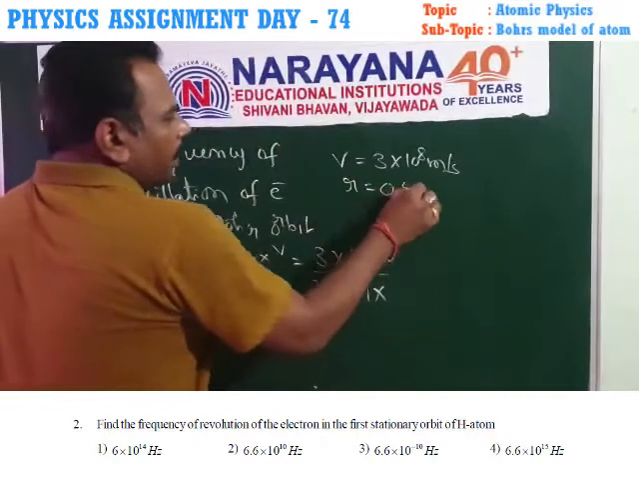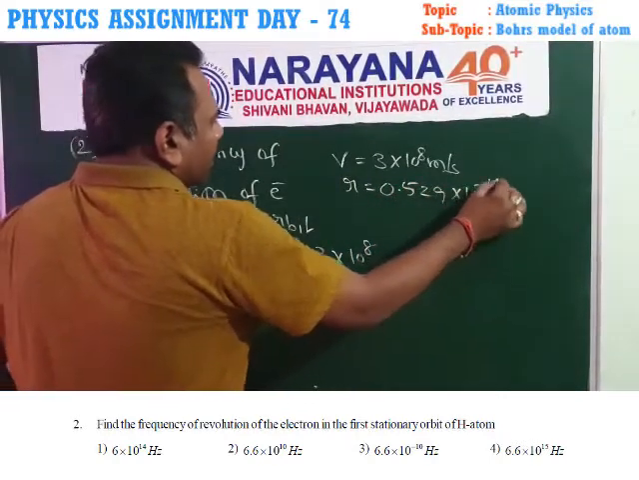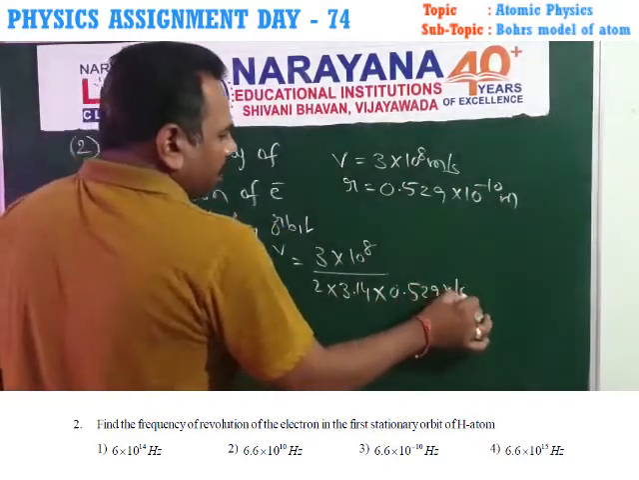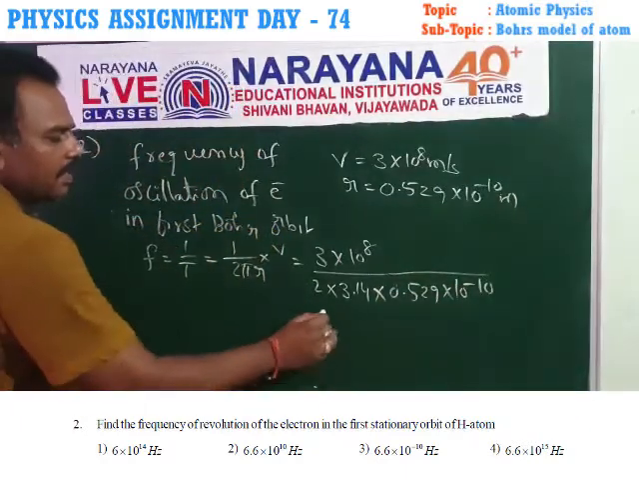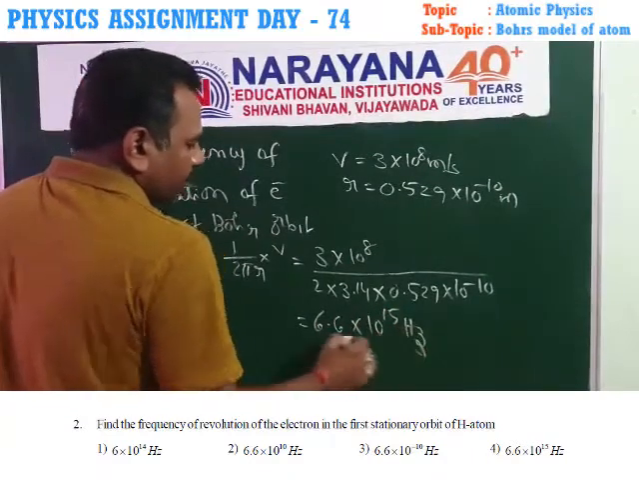that is 0.529 into 10 power minus 10 meters. By calculating this, we get 6.6 into 10 power 15 Hz.